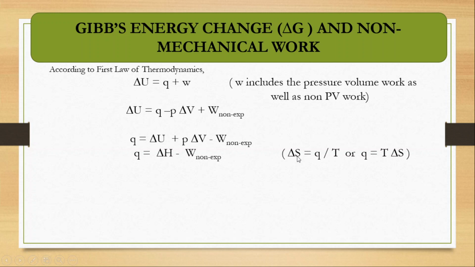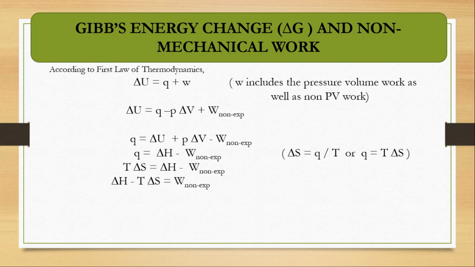So what is that Q? Delta S is equal to Q by T, or Q can be replaced by T delta S. So we are going to replace that one. T delta S is equal to delta H minus work of non-expansion. So delta H, you shift that to that side. Then it becomes delta H minus T delta S is equal to work of non-expansion.